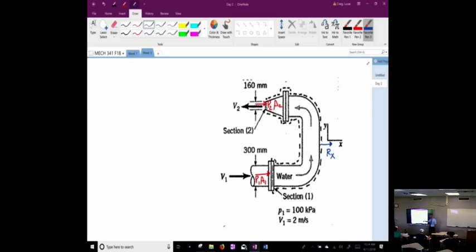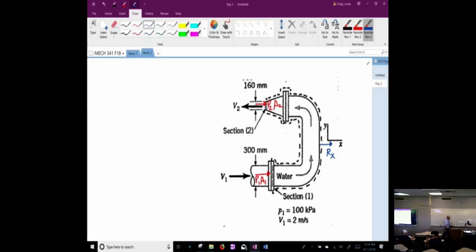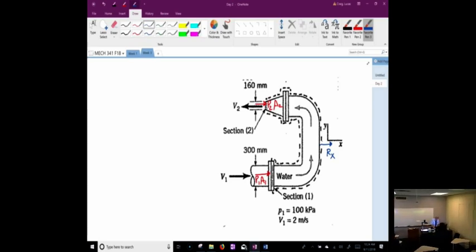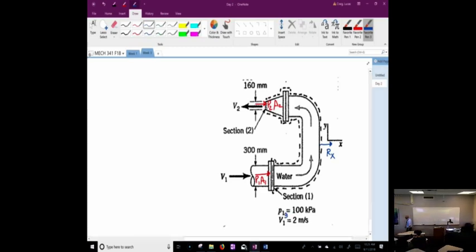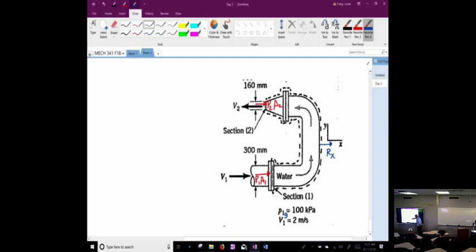All right, so water comes in here at this pressure. I don't know if that's gauge pressure. Gauge pressure, yes. So this is gauge pressure. And at 2 meters per second. And the diameter of this is given, so we can figure out all that. Shoots out at atmospheric pressure, or 0 gauge, and at that velocity, and we have the diameter of that.